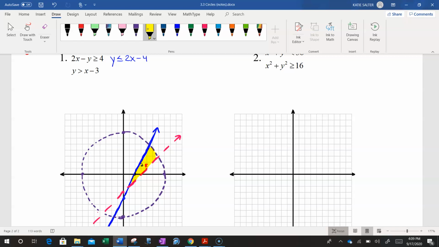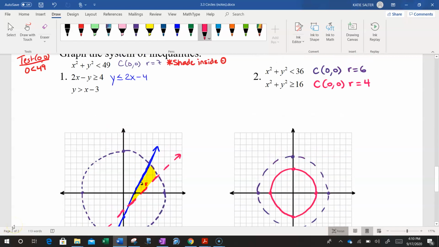All right, so I want y'all to try the next one. Pause the video. When you're finished, start the video back. Pause now. So in this one, we have 2 circles. They're both centered at the origin. One has a radius of 6 and the other has a radius of 4.